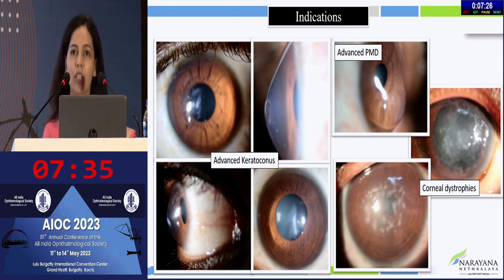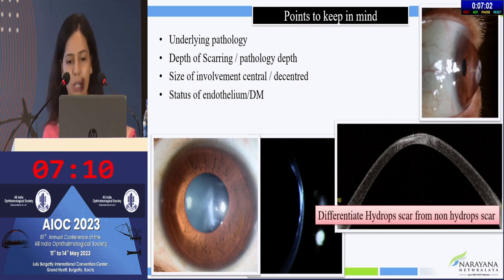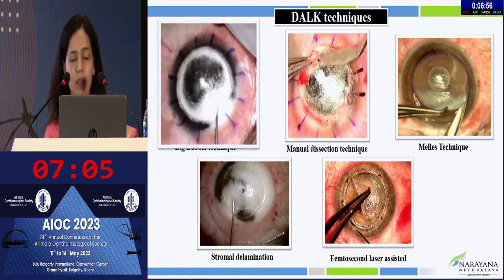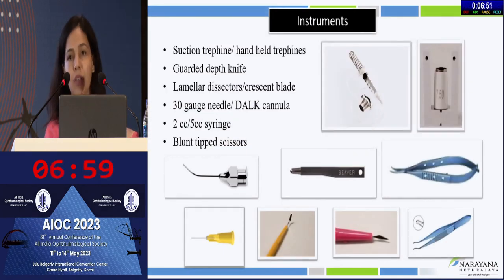The indications for DALK, again, are varied, and we can decide what procedure works across the different conditions. The points to keep in mind, whether we're planning a manual DALK or a big bubble DALK, of course, is the underlying pathology, the depth of scarring, which is very, very important, why that scarring is there, whether it's a post-hydrop scar or any other scar, and whether it's a central or a decentered scar, and of course, how the endothelium is. There are various DALK techniques that we are aware of, and today I'll be discussing my experience with the big bubble technique.